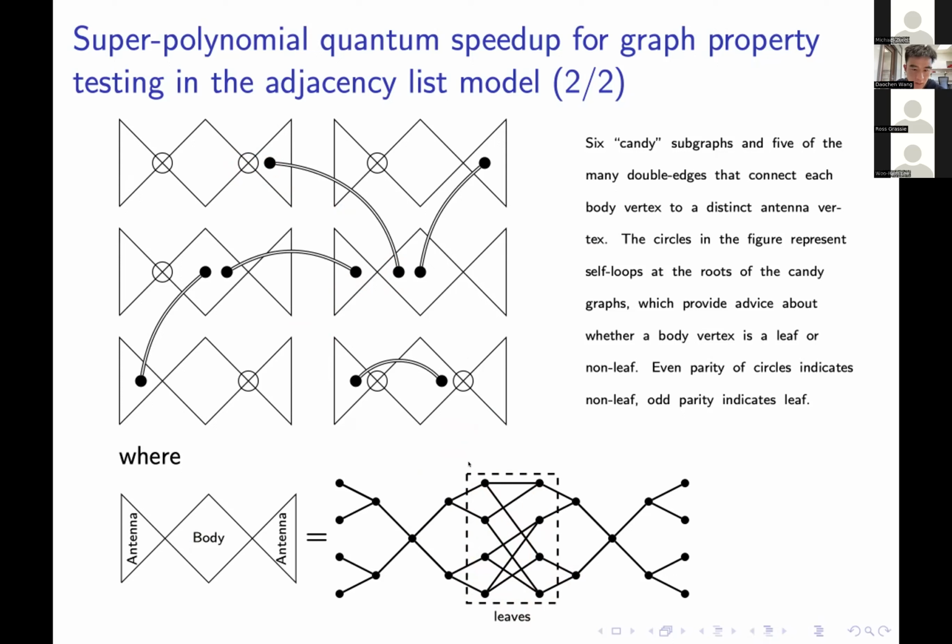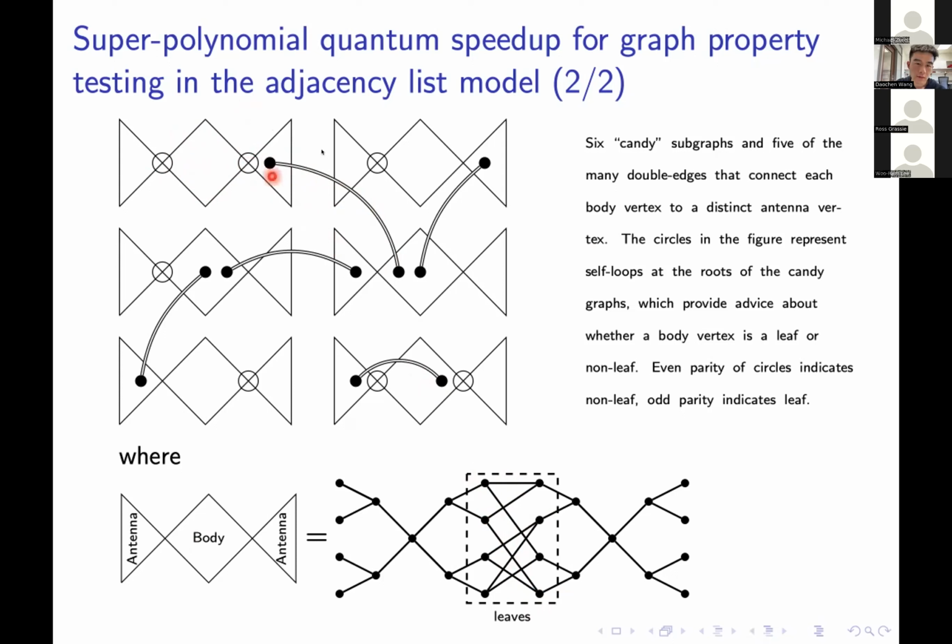Now the trick is to mark the leaves in a way that a quantum algorithm can read efficiently, but a classical algorithm cannot read efficiently. So to do this, we basically connect vertices in the leaves by a double edge to a candy graph that has an even parity of circles on both ends. And a quantum algorithm can determine this parity easily by running the algorithm used for the glued trees problem.